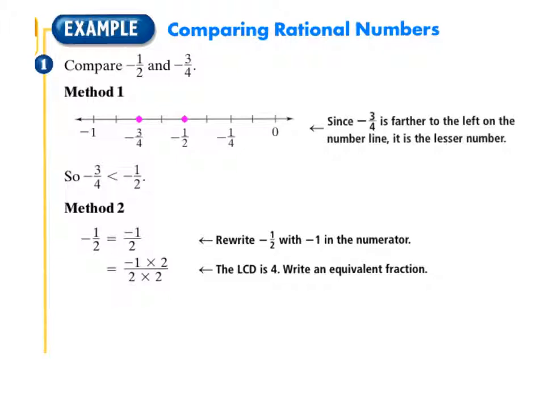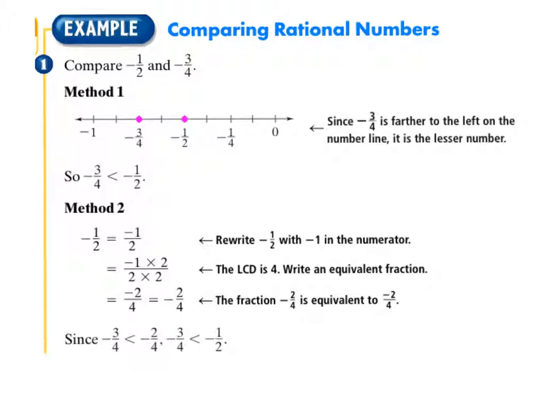and then -1 times 2, and 2 times 2, so the least common denominator is 4, you write the equivalent fraction, -2/4. So if we're looking at both fourths, -2/4 and -3/4, since we're going negative, a 3 is an even smaller number, so -3/4 is less than -2/4, so -3/4 is also going to be less than -1/2, because 2/4 is the equivalent fraction for 1/2.